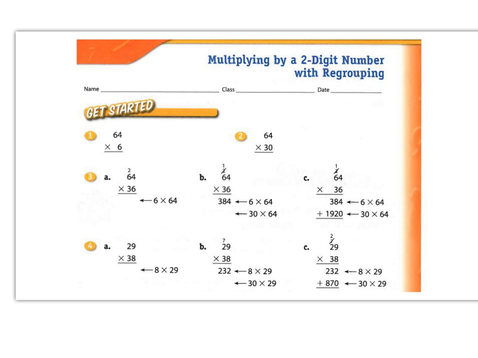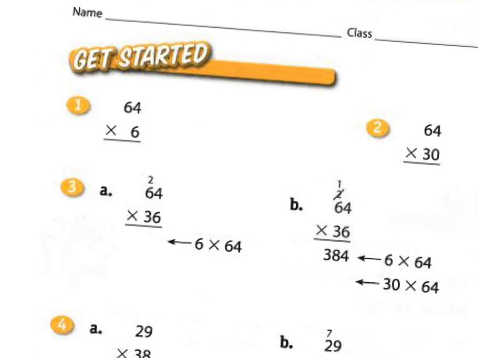So here we have 64 times 6, and number 2 is 64 times 30. So let's keep that in mind when we do this problem, 64 times 36, because remember, 6 plus 30 equals 36. So they're going to show us how to do that.